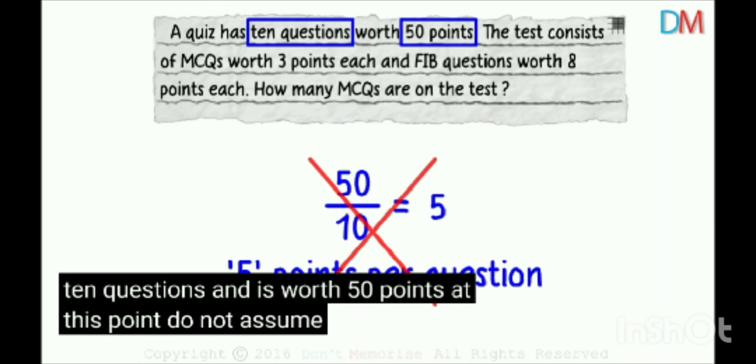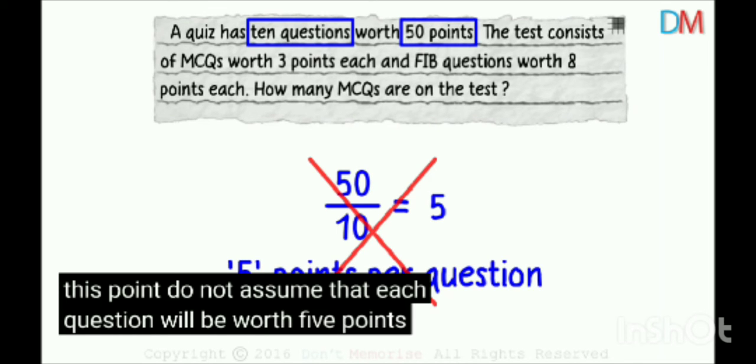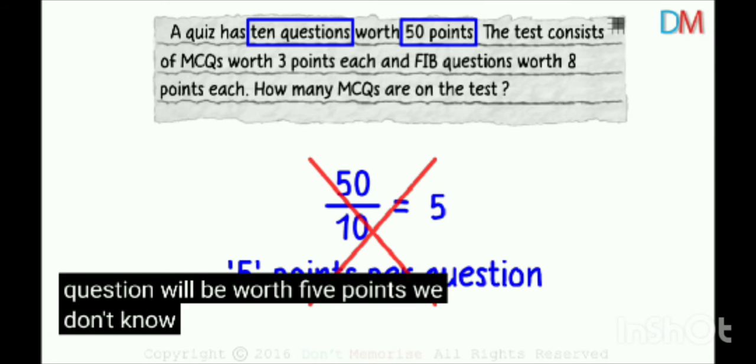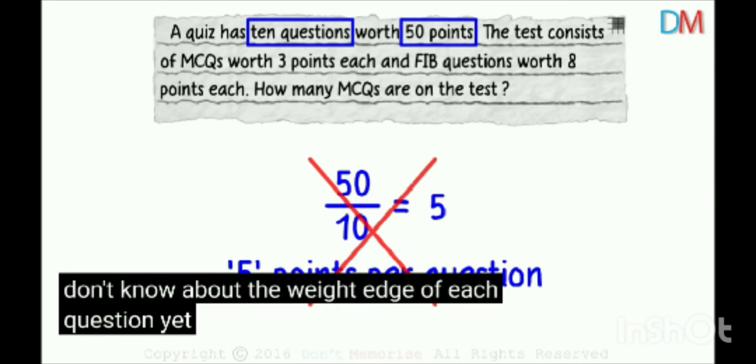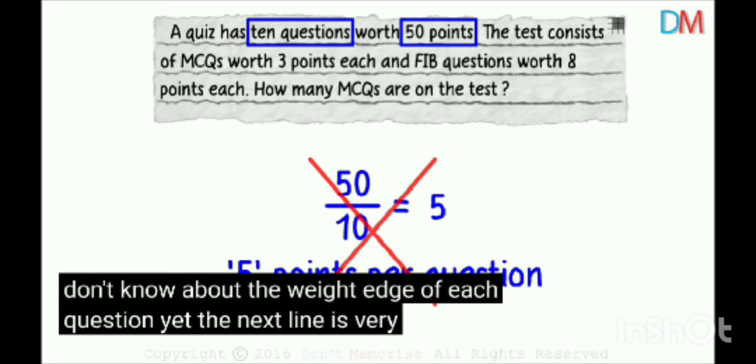Let's go through this example together. It says that a quiz has 10 questions and is worth 50 points. At this point, do not assume that each question will be worth 5 points. We don't know about the weightage of each question yet. The next line is very important.